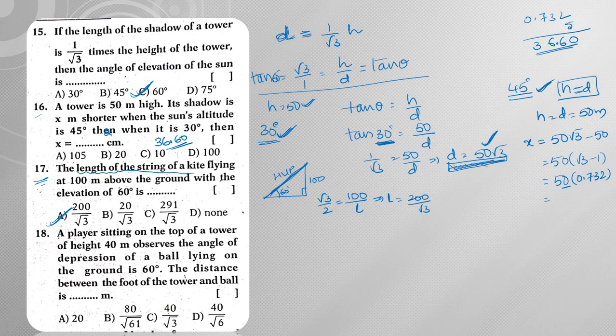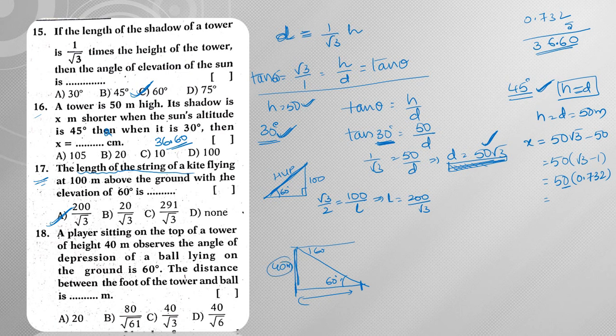Next, a player sitting on the top of a tower of 40 meters height observes the angle of depression of a ball lying on the ground at an angle of 60 degrees. So the angle of depression is 60 degrees, then this angle is also 60 degrees. The distance between the foot of the tower and the ball, he is asking you to find out this particular distance.